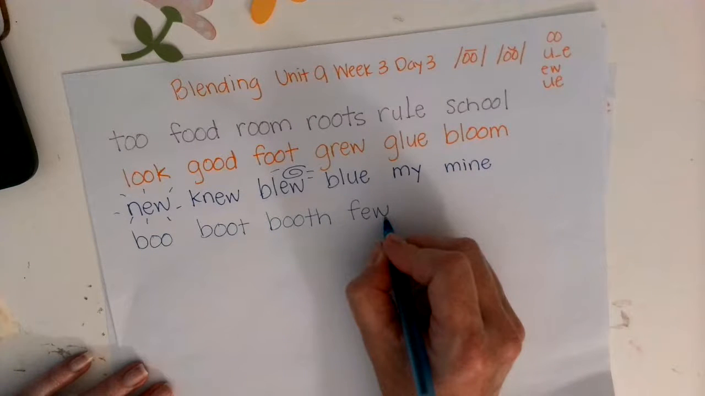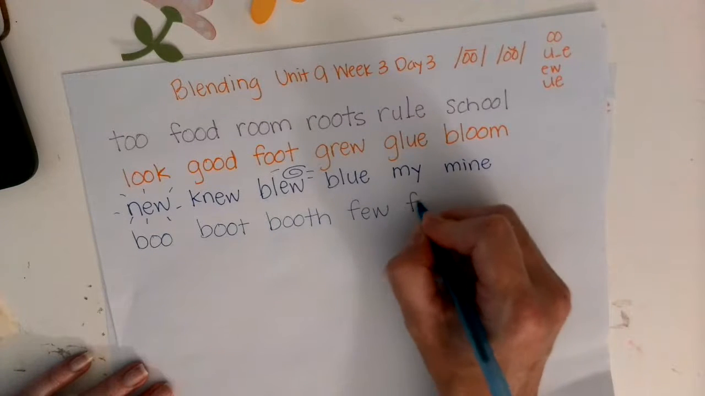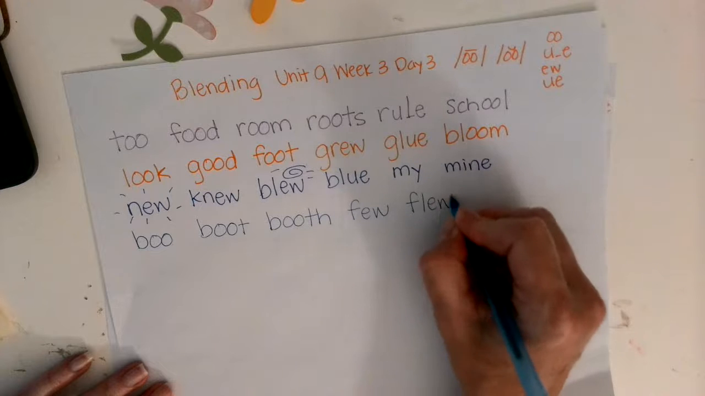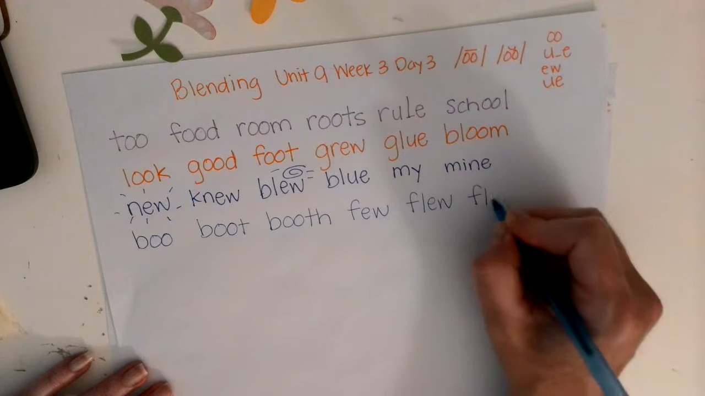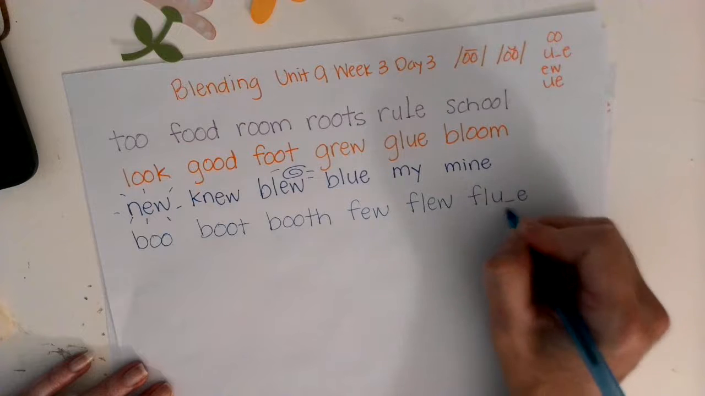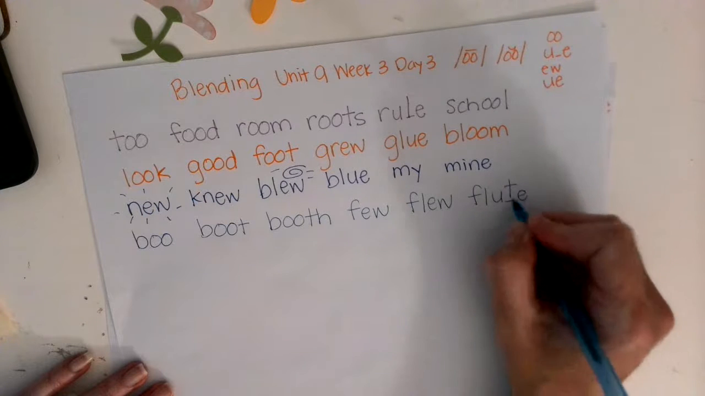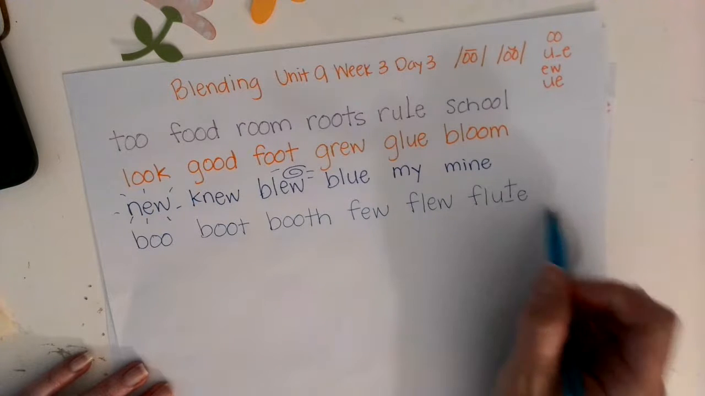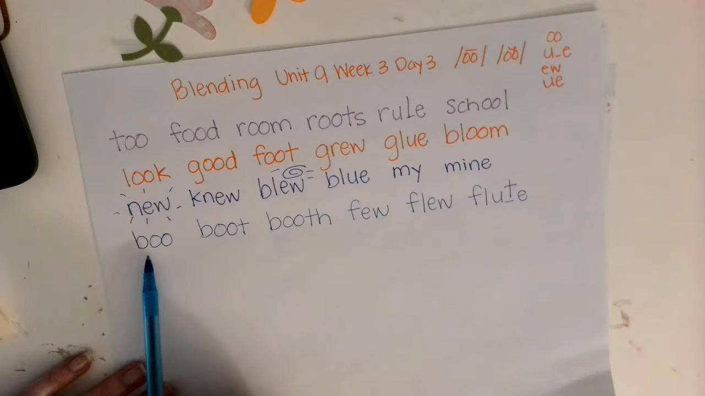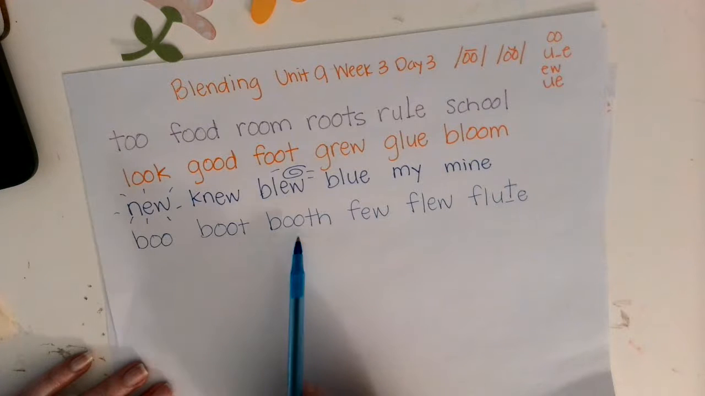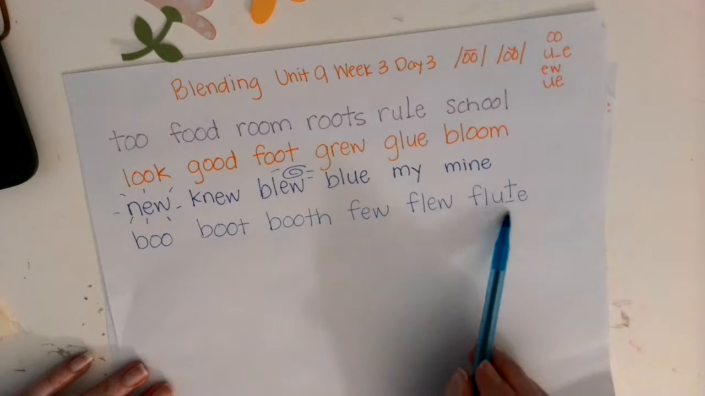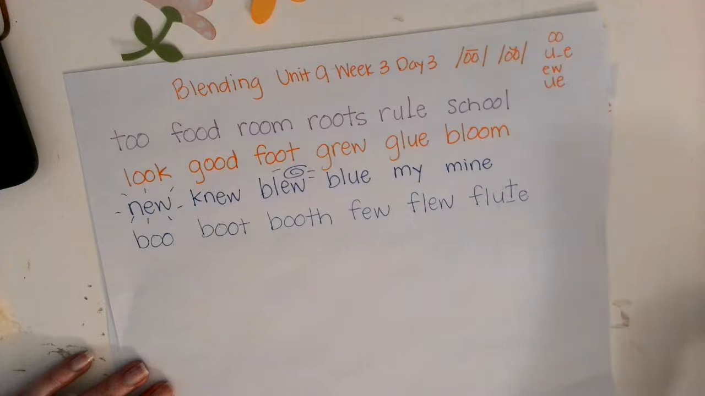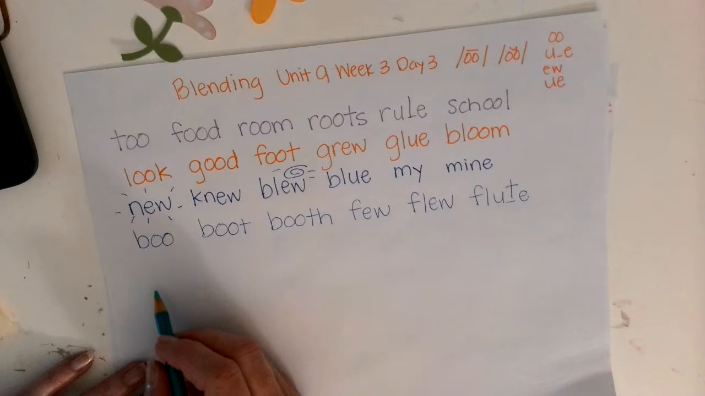Ooh, few. Flew. Flute. Great job. Let's read this row together. Boo, boot, booth, few, flew, flute. Excellent. This next row is going to be a review row of sounds we've already learned.